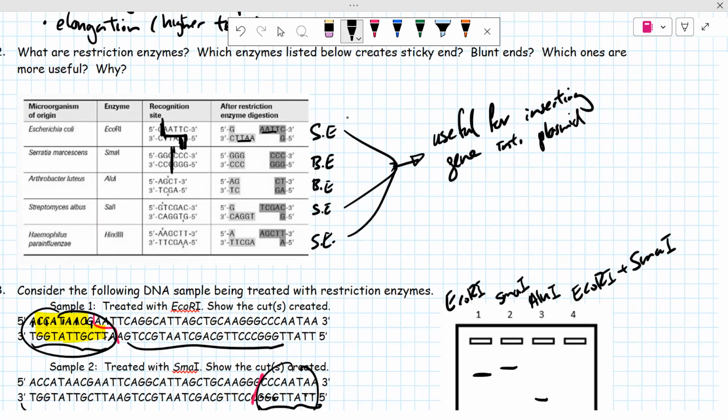Blunt end means you cut straight down. So there are no, we call these overhangs, that allow them to come back together. But if you do it straight down, there are no overhangs. They cannot come back together. So for the purpose of sticking DNA ends together, you really want to have an enzyme that creates these sticky ends.